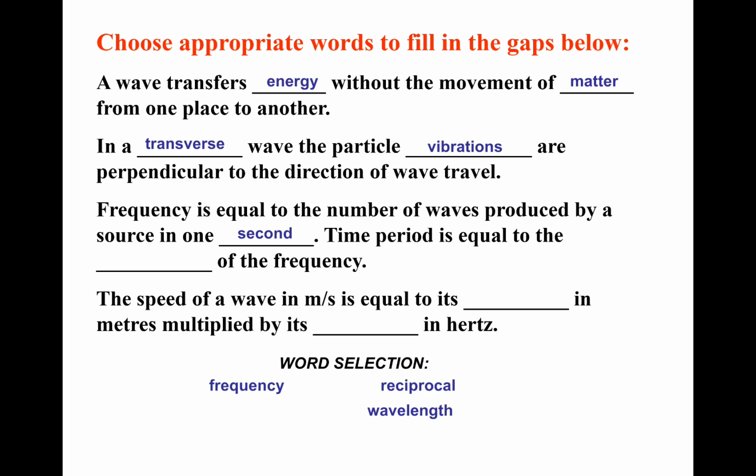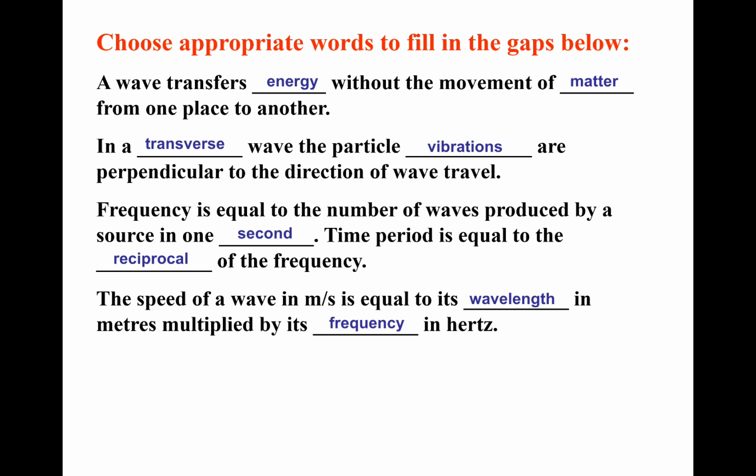Time period is equal to the reciprocal. Reciprocal is a fancy word for 1 over that, which you may have come across in maths. And if you haven't come across it in maths, you've come across it now. If you want to Google it, feel free. Might be useful. The speed of a wave in m/s, or meters per second, is equal to its wavelength in meters multiplied by its frequency in hertz. So that's the wave equation.